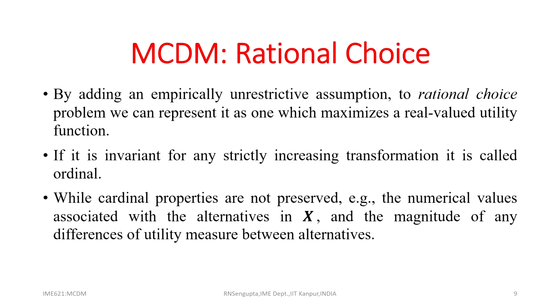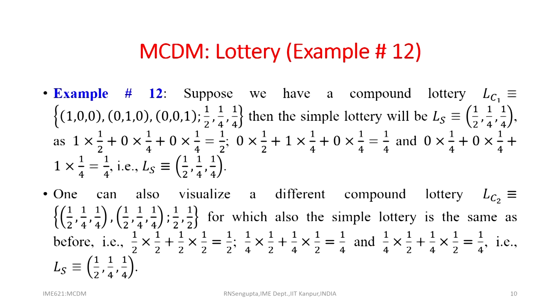While cardinal properties would not be preserved, in the sense the numerical values associated with the alternatives in X and the magnitude of any difference of the utility functions between the alternatives may change based on the cardinal properties, which we will consider again as the ideas.